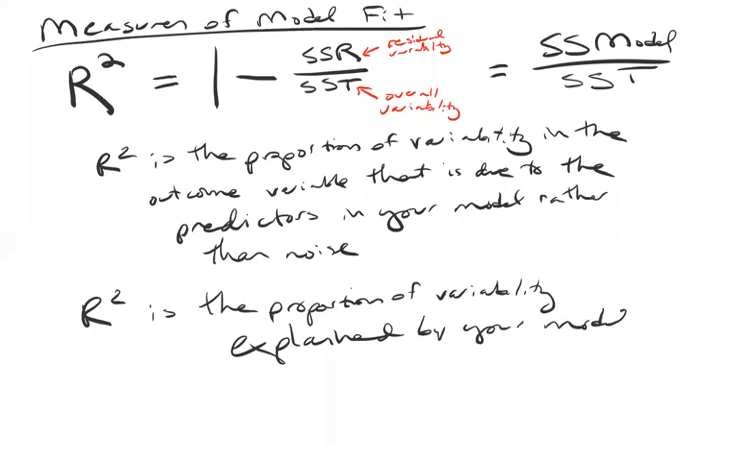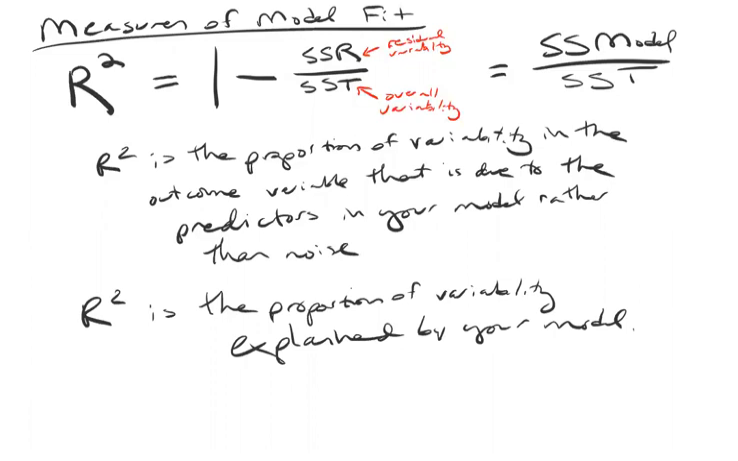I want you to know that I'm choosing this word variability carefully. I don't mean variance, right? This is not a variance term divided by another variance term. It's not the proportion of variance. Sum of squares is certainly related to variance, but it's a ratio of sums of squares. So we know that these sums of squares are one way to measure variability, and R squared is the proportion of sum of squares total that is sum of squares model as opposed to sum of squares residual, right?